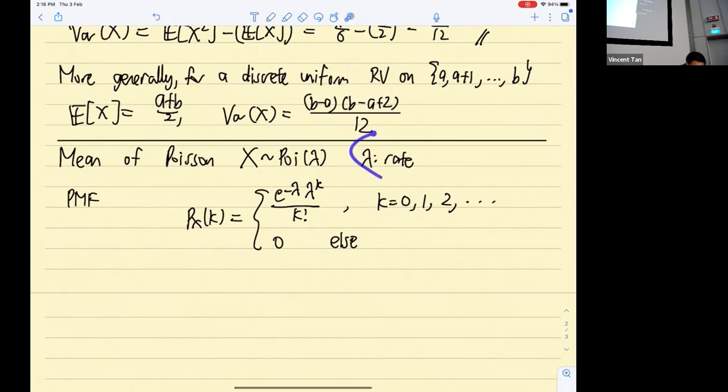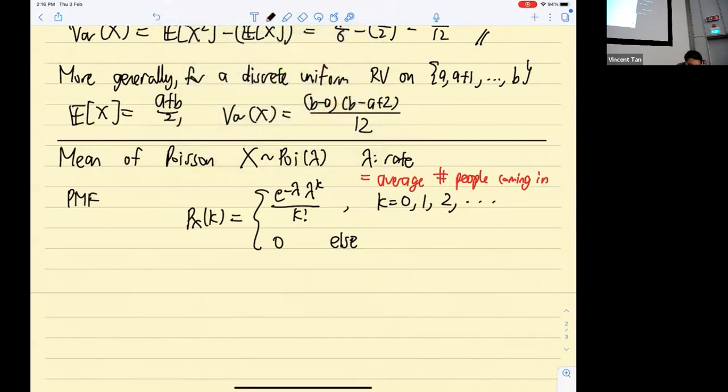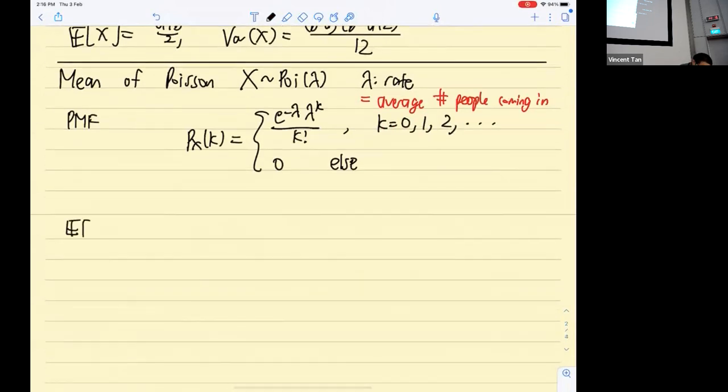So this can represent actually the average number of customers, average number of people coming in to your shop. Okay. All right. So can we actually justify that this is actually the average number of people coming in? So we have to calculate actually the expectation value of X. So the expectation value of X, let's just plug into the formula.